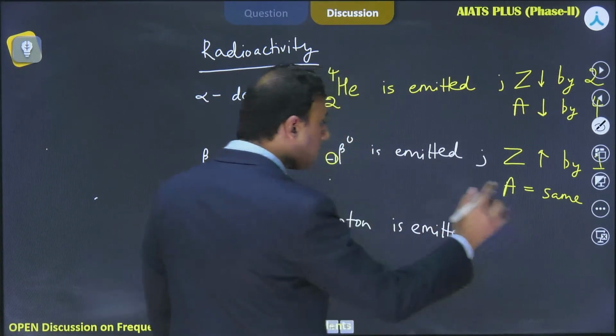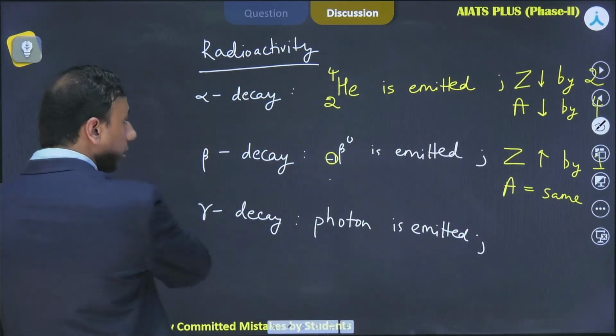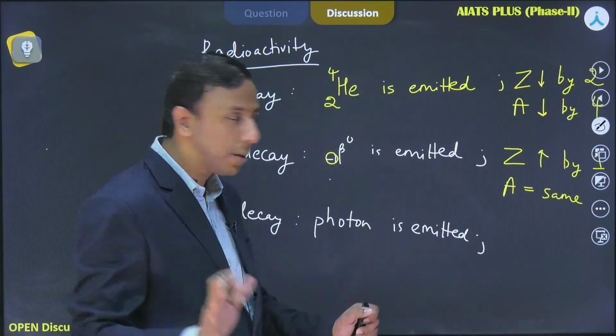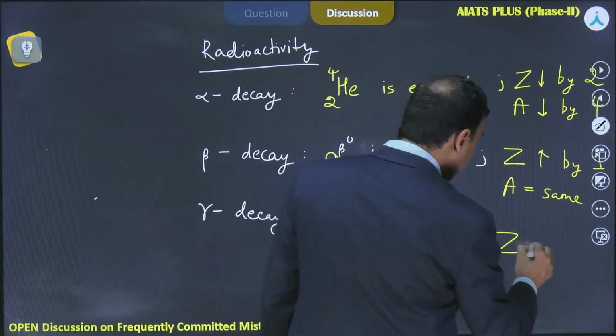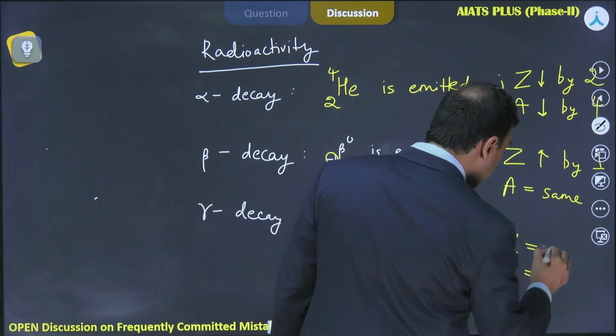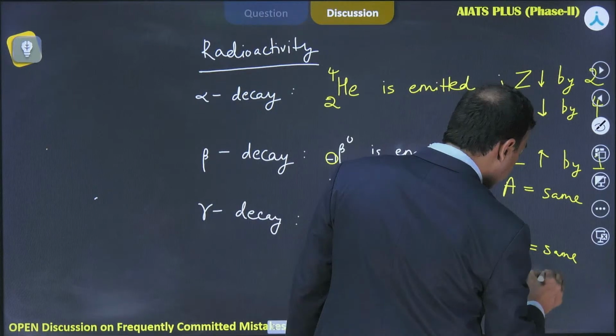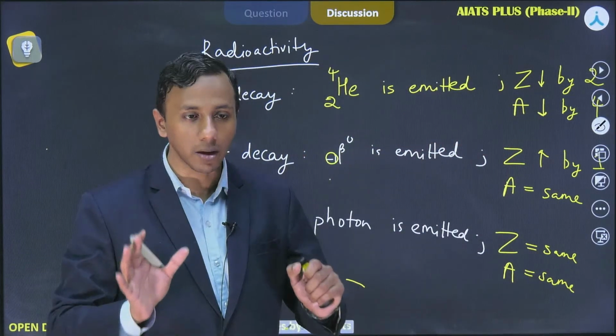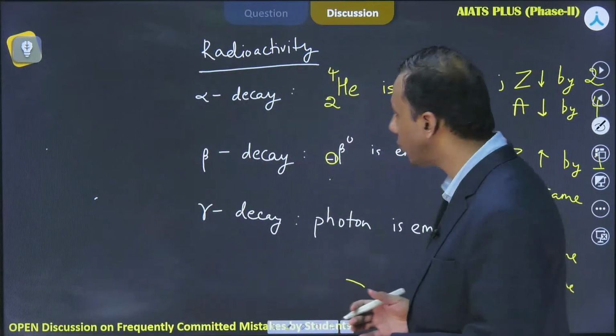Photon of high energy is emitted. All right. So that means there will be no change in Z or A of the parent nucleus, right? Z will remain the same and A will remain the same. All right, so let's see the question, what that question was saying.